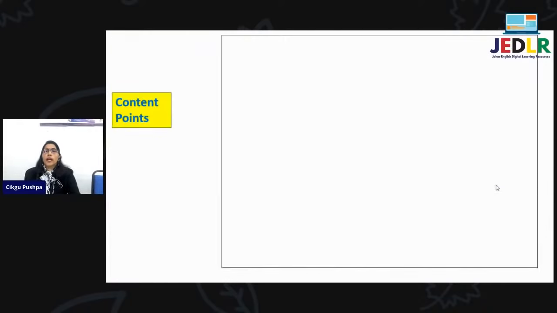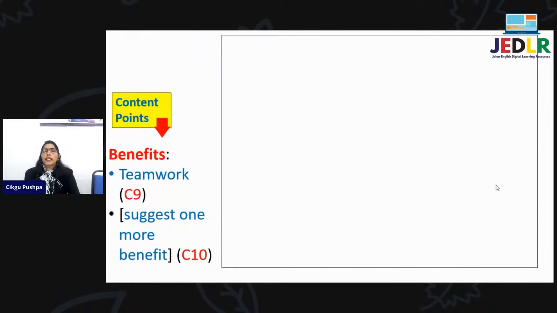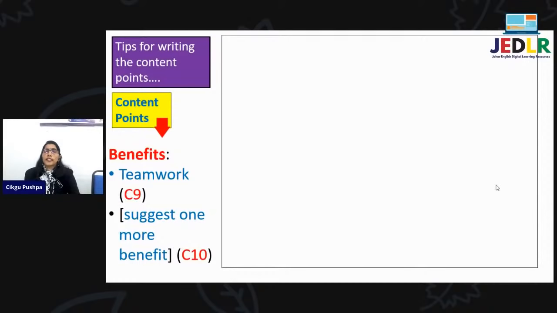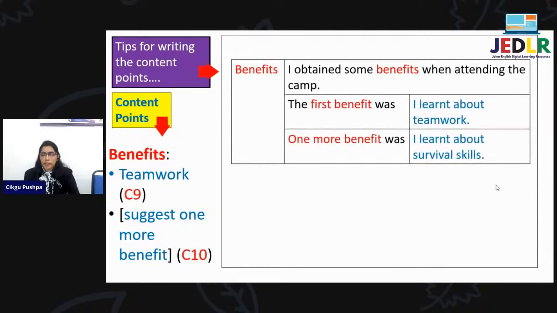Okay, now let's move on to the next part. Again, content points. Here, the subtopic is benefits. Now you have 2 points here, teamwork, and you have to suggest one more benefit. Let's look at the tips again. Remember, you have the language frames. Just use the language frame and change the keyword according to the subtopic, right?